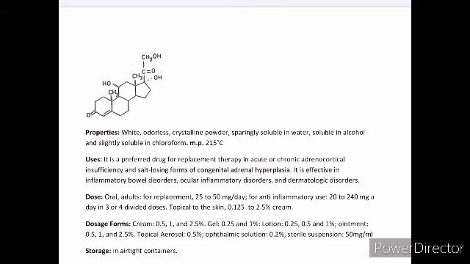hyperplasia, effective in inflammatory bowel disorders, ocular inflammatory disorders, and dermatological disorders. The oral dosage for replacement is 25 to 50 milligrams per day, and 20 to 40 milligrams in 3 to 4 divided doses. Topically to the skin, 0.125 to 2.5% cream. So we have the dosage forms as cream, gel, ophthalmic solution, sterile suspension, and ointments.